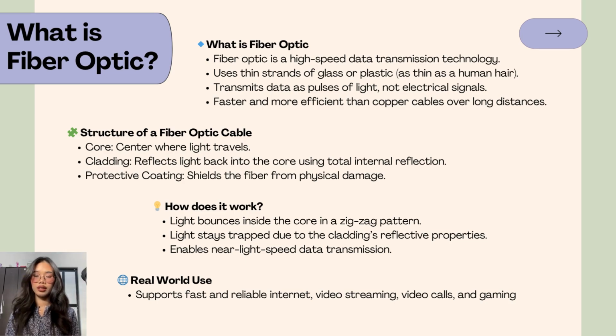How does it work? Light travels through the core in a zigzag pattern. This is possible because the cladding reflects light, keeping it trapped inside. Thanks to this, fiber optics can transmit data nearly at the speed of light. The real-world uses are in many areas of our daily lives. They help provide fast and reliable internet, support video streaming, video calls, and even online gaming.